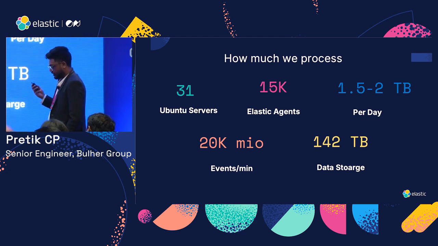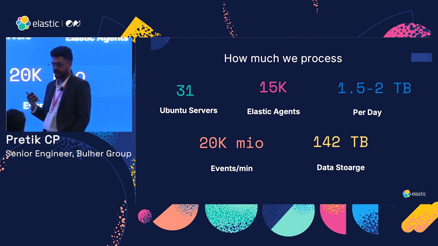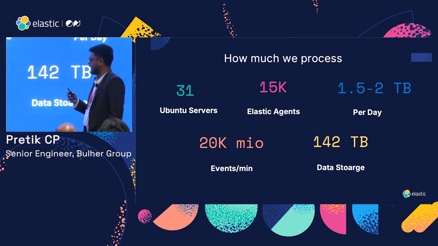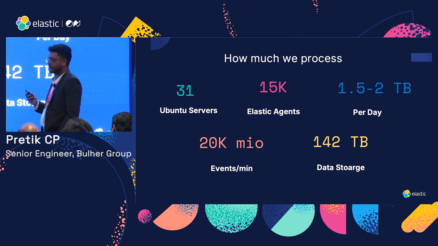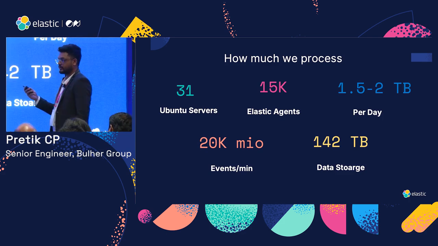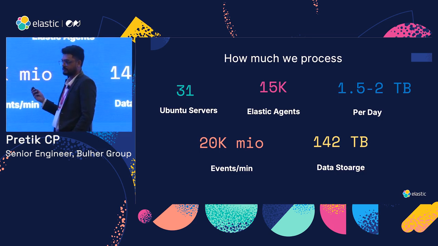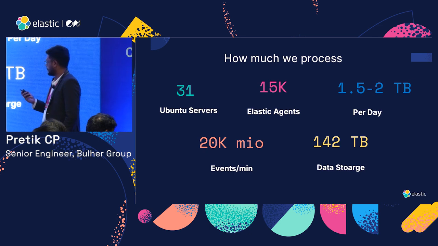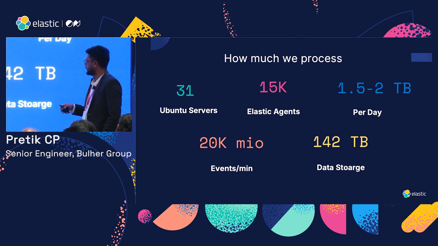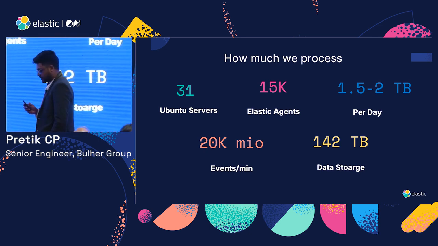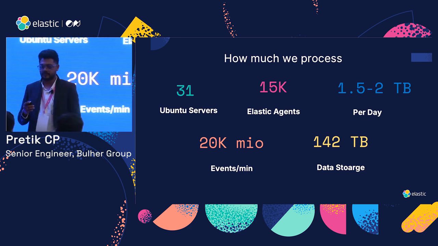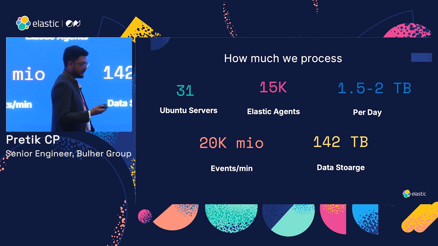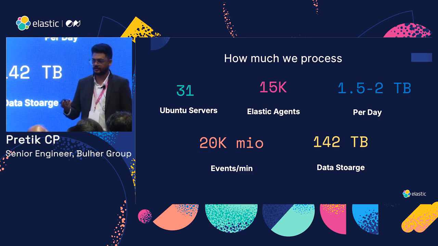Per day we process almost 1.5 to 2 terabytes of data on a day-to-day basis. It's real time. And as you can see, as we process 1.5 to 2 terabytes of data, how many events do we process per minute? As you can see, 20,000 million records we process every minute. Till date, we have storage of around 142 terabytes. That is really stored on our physical servers. So whenever we require data, we retrieve it, process it and use it for our security use cases.